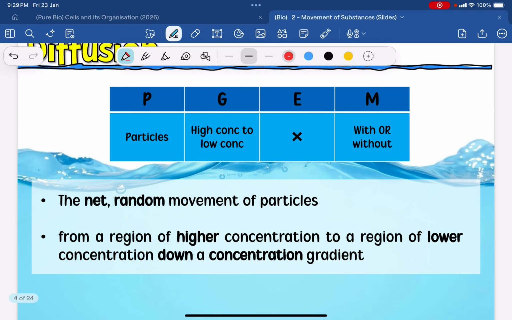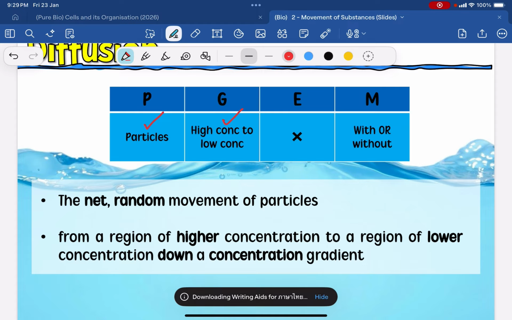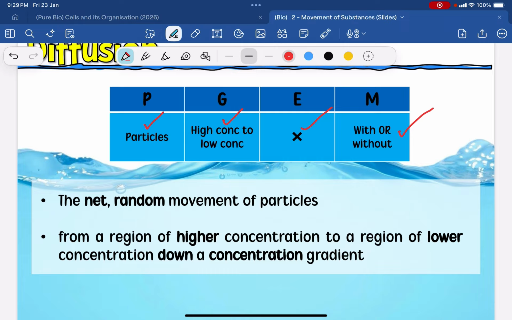So for diffusion, what we are looking at is any particles except water molecules. The gradient we're talking about is actually a high concentration to low concentration. We're not talking about water molecules, and there's no energy involved, with or without a partially permeable membrane, describing it as a net random movement of the particles from a region of higher concentration to lower concentration down a gradient.